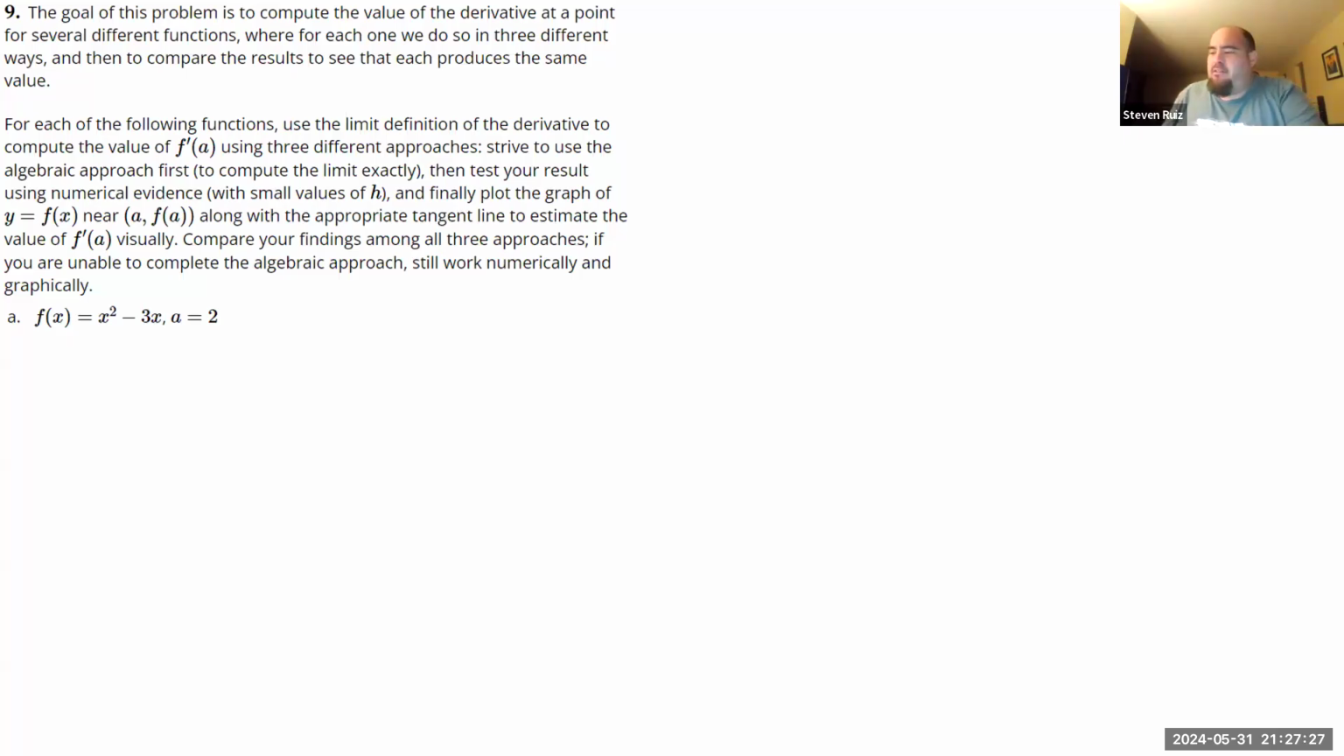All right, so let's look at question 9, or at least part A of question 9 here. One of the big ideas we're trying to build you up to in this module, in this section, is to compute derivatives from their limit definition. So let's do that with this quadratic function here.